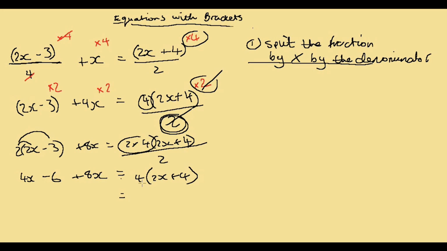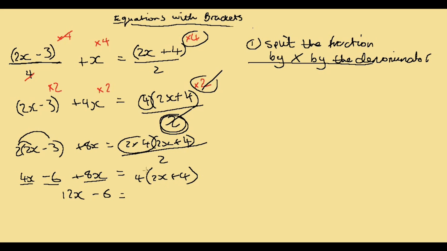So anyway, we need to multiply this bracket out. We could do that first, or we can simplify the left hand side. Really doesn't matter. I always like to start on the left hand side. It's always a good starting point. So I've got a 4x, take away a 6, and then plus an 8x. Well, these x's can be combined. That makes 12x. And then I've got to take away 6.